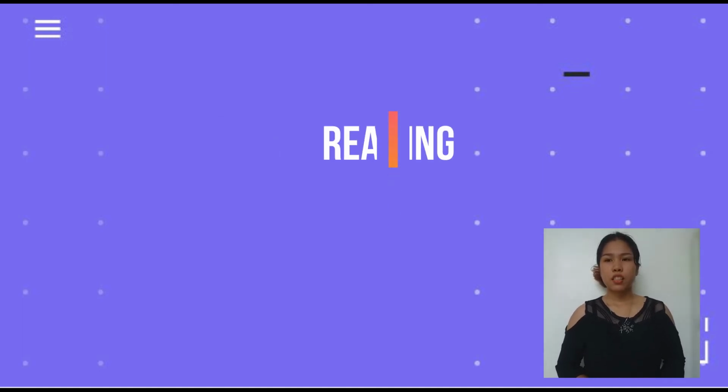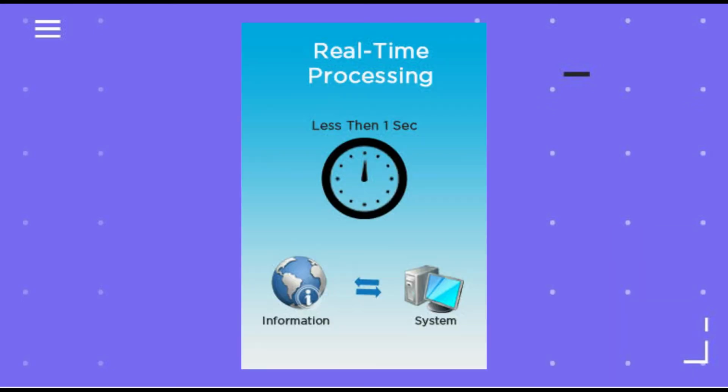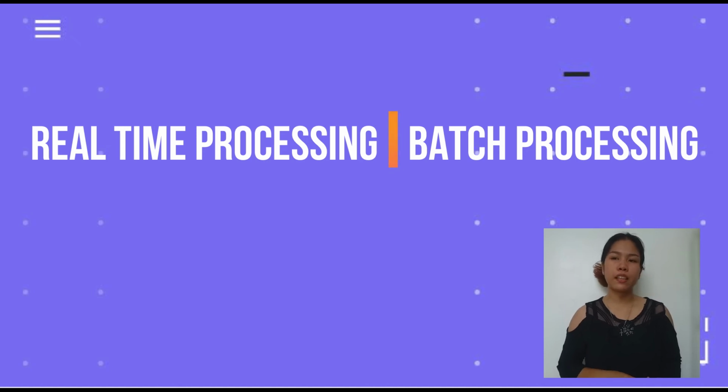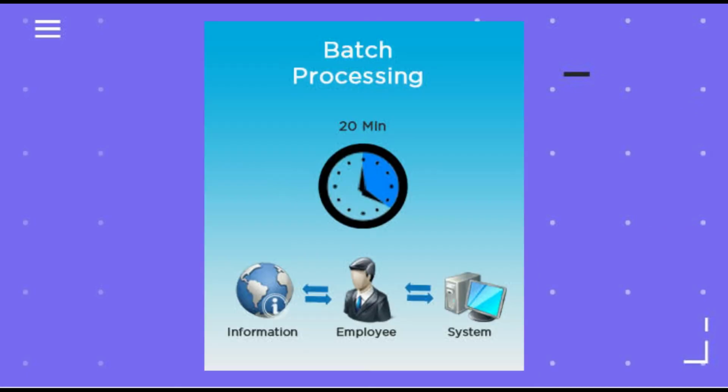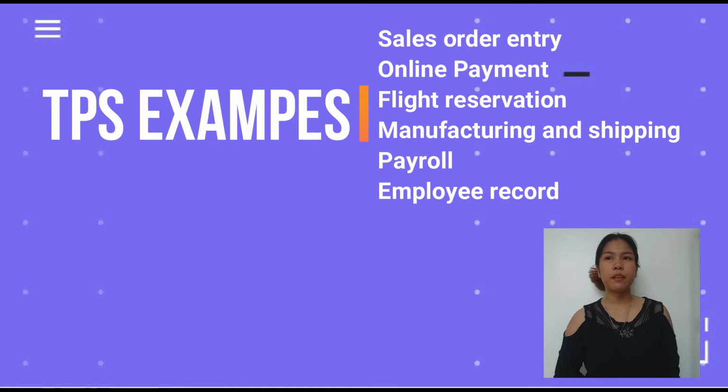The two ways to process transactions are real-time processing, also called online processing, where data is processed immediately after a transaction occurs. Examples are check clearing or flight reservation. The batch processing, where transaction data are accumulated over a period of time and processed periodically. Example is payroll system. The examples of TPS are sales order entry, online payment, flight reservation, manufacturing and shipping, payroll, and employee record.